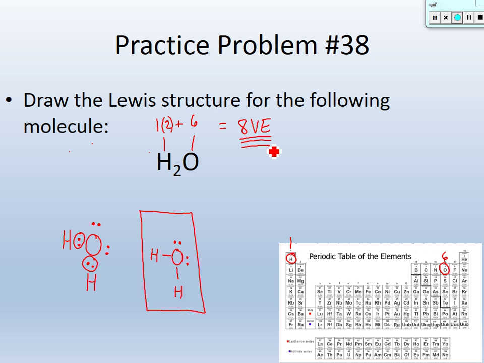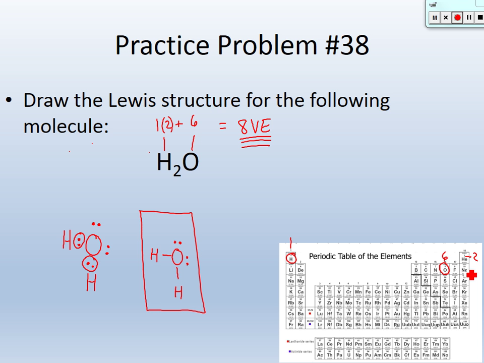Now another thing you might want to check every time is to make sure they're obeying the octet rule. Hydrogen wants 2. Well, it's got 2 electrons there, and this hydrogen has 2 electrons. Remember, hydrogen just wants to be like helium and have 2. Oxygen wants to obey the octet rule, it has 8 electrons. So 2, 4, 5, 6, 7, 8. And so it feels like oxygen has 8, which is what it wants. Okay.